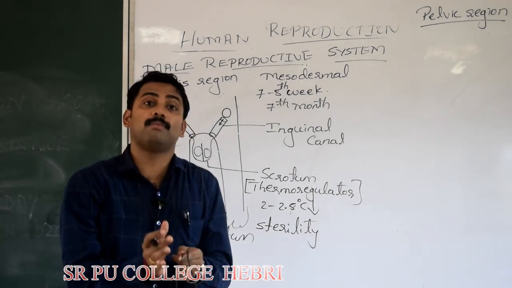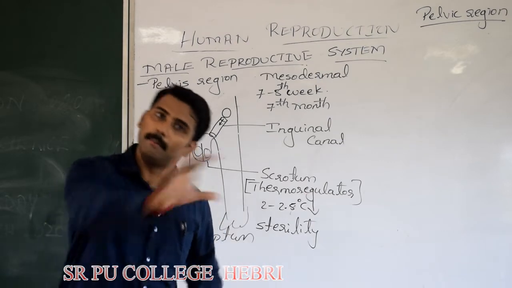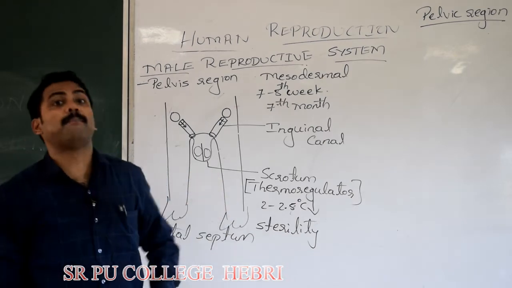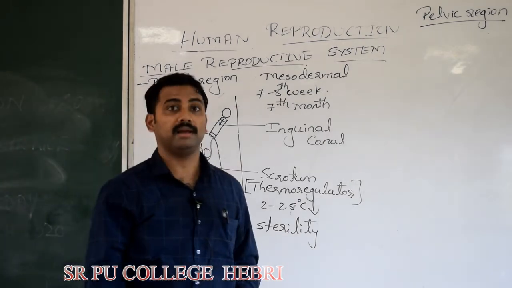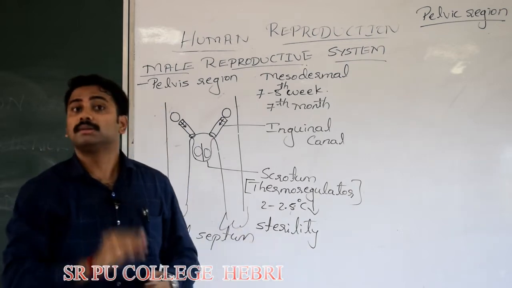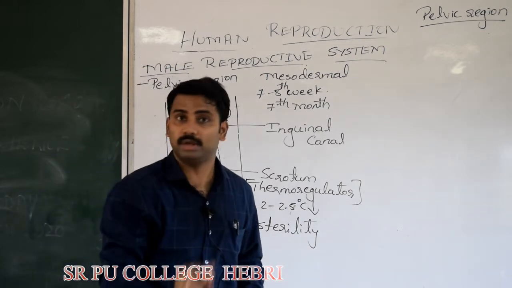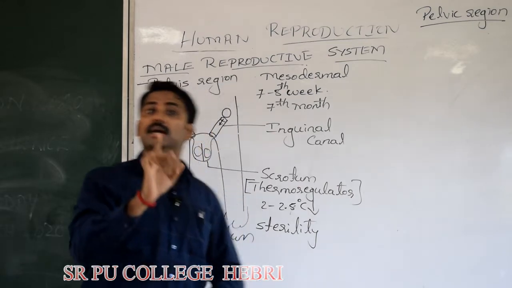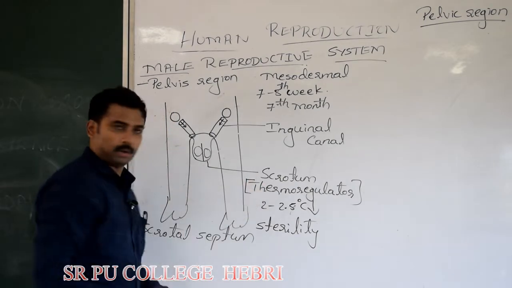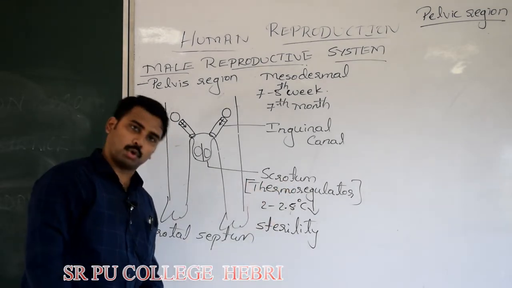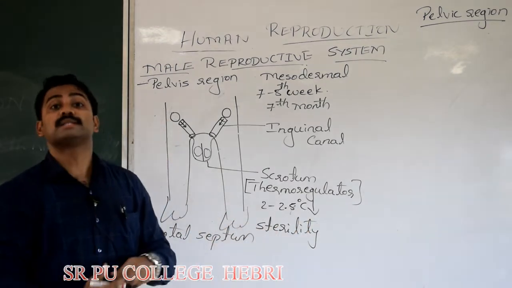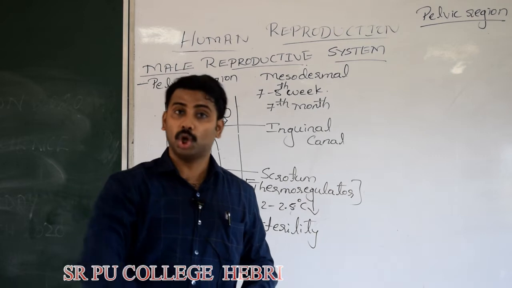Which is the thermoregulator of the body, male or female? Don't say scrotum. Which is the thermoregulator of the body, both in male and female? It is the hypothalamus of the brain. The hypothalamus maintains the entire body at 37 degrees Celsius. That's why it is called the thermoregulator of the body. But when it comes to this topic, what is your answer? Scrotum. Is that clear? This lower temperature favors spermatogenesis, the formation of sperm.